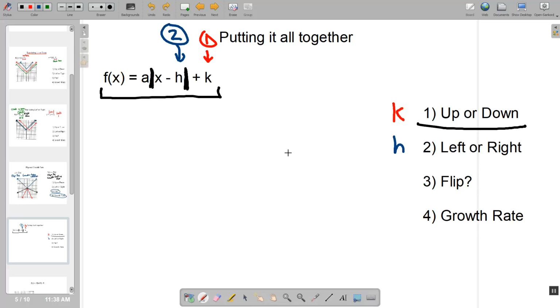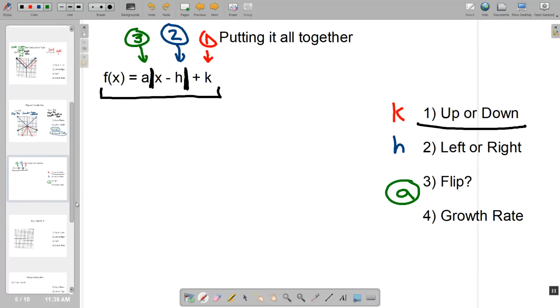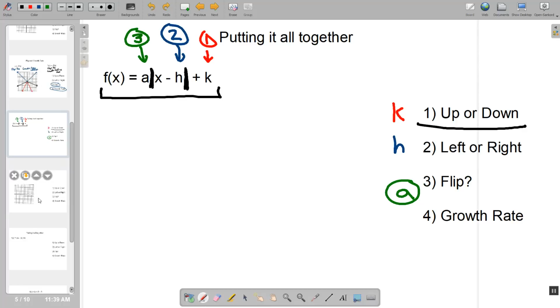And then finally, flip and growth rate, the reason why I did them together is they're both impacted by the A, which is out front here. So this is step 3. The flip is if A is negative, and then the growth rate is if A is not 1, bigger than or smaller than 1. So that's a ton of information. So let's do one example all together to see if we can put it together.